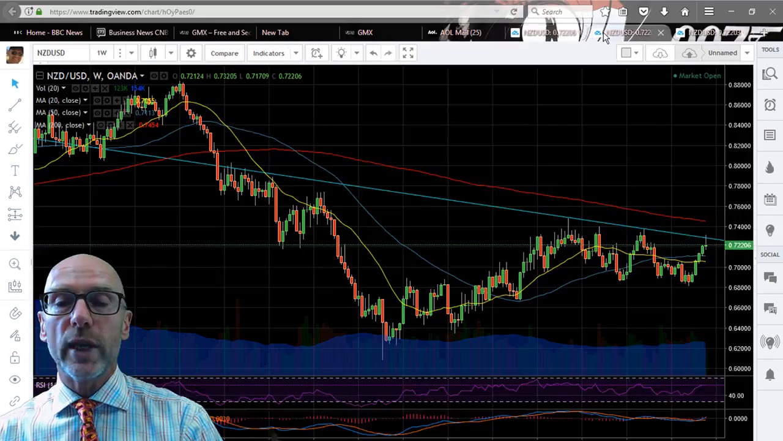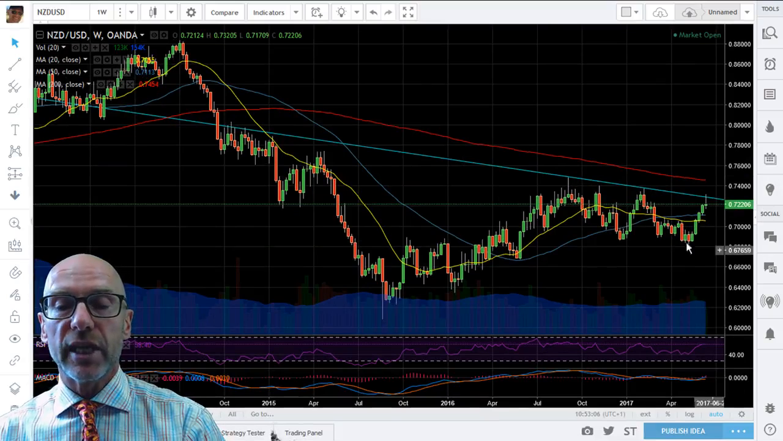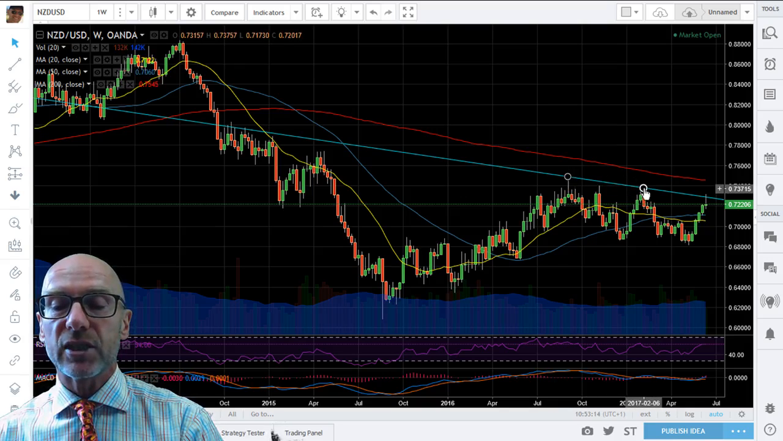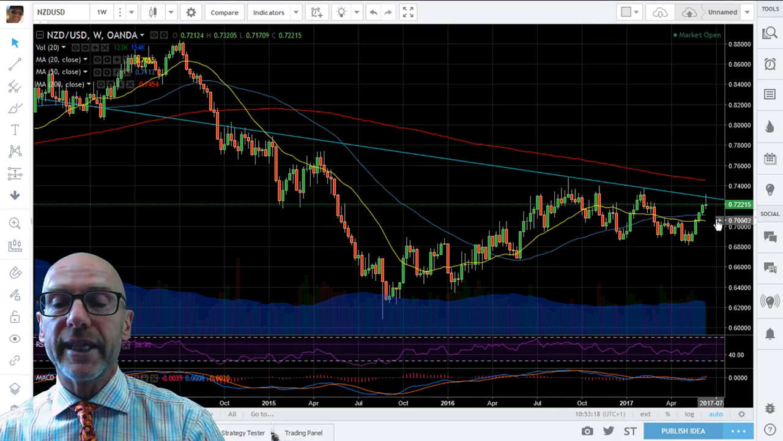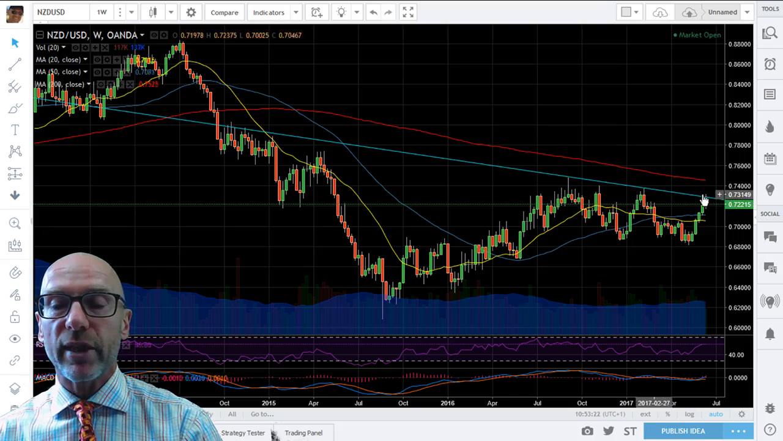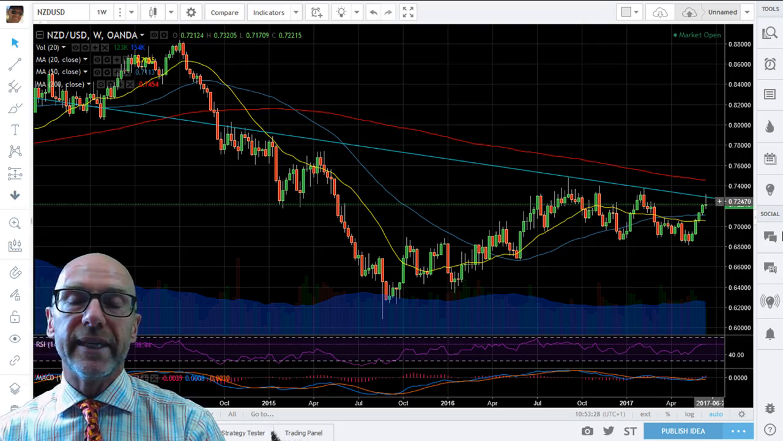If you look at the weekly charts, you can see I've drawn this downtrend, which is through the highs of the week of the 5th of September from last year and the high of the 6th of February from this year. We did go above that early this week, but we've come down. So that trend line is a key influence on the market, presently at 72.87.